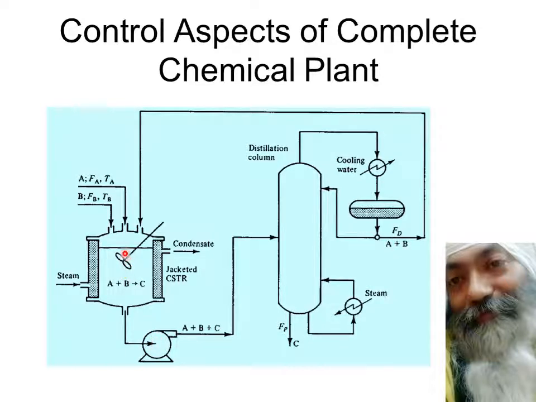We don't want this CSTR to overflow. We don't want this CSTR to run dry. So this flow rate is going to determine the level, and this level is going to determine the flow rate of FA and FB. So the moment you change this flow rate, the level will change, and then you will have to change this FA and this FB.